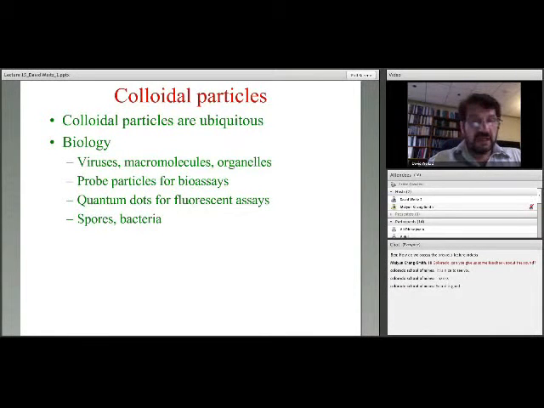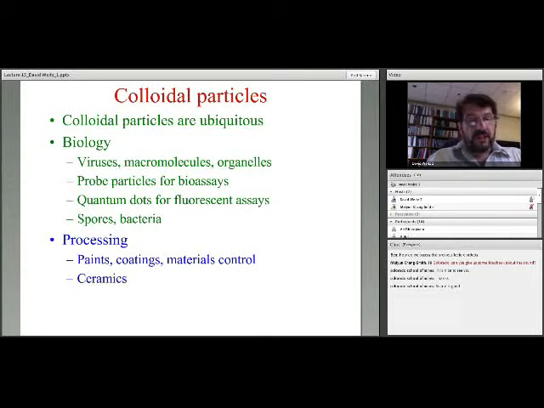More generally, colloidal particles are very widely used in processing of many types of materials. When you paint, you're using colloidal particles. In fact, most coatings involve some kind of colloidal particles. Ceramics also at the early stage involve colloidal particles. The ceramic particles in a fluid, the early stages when you make the green bodies, those are again colloidal particles.